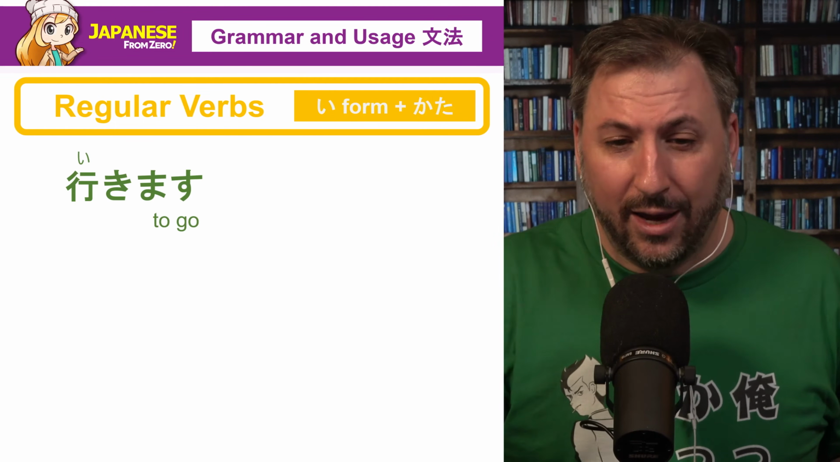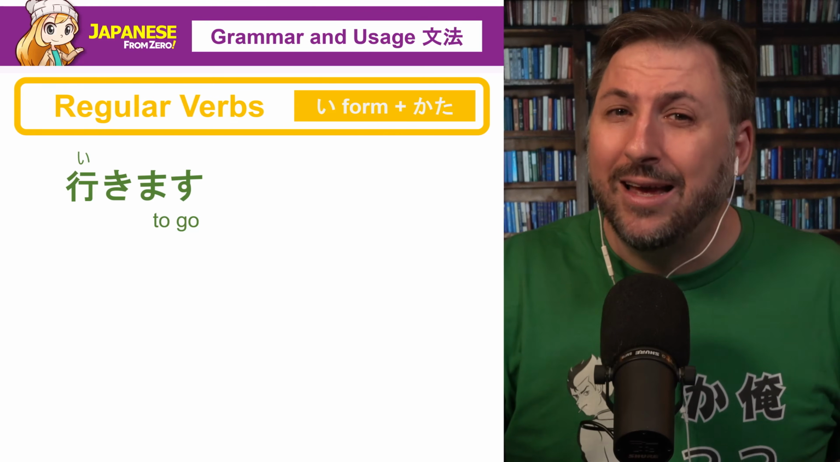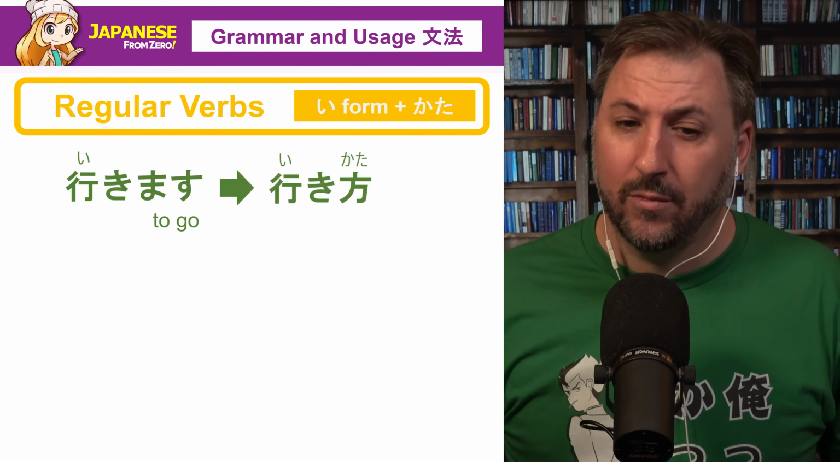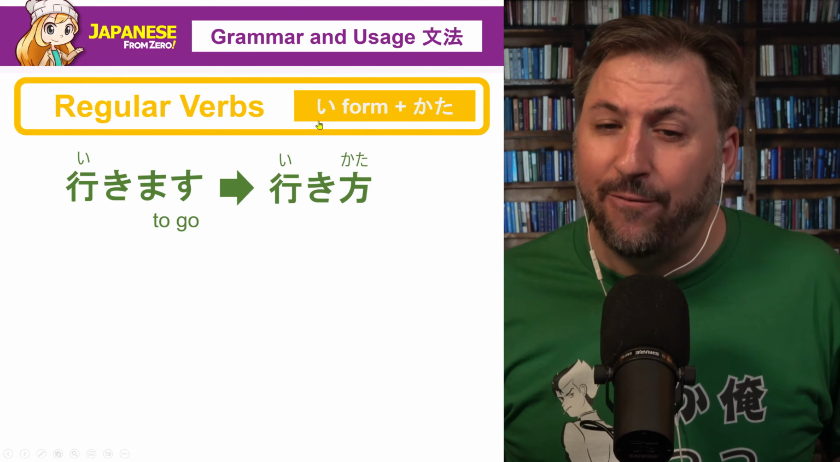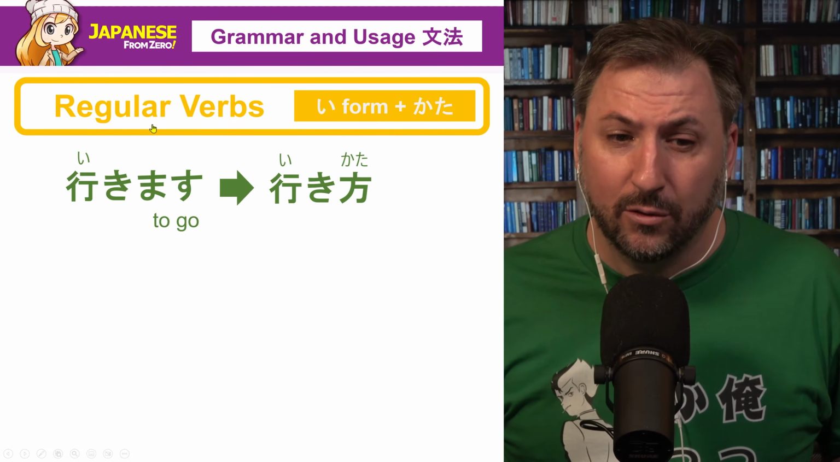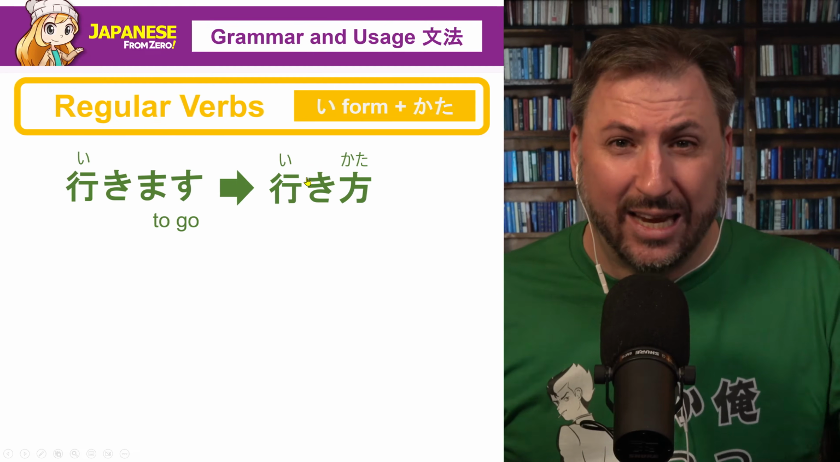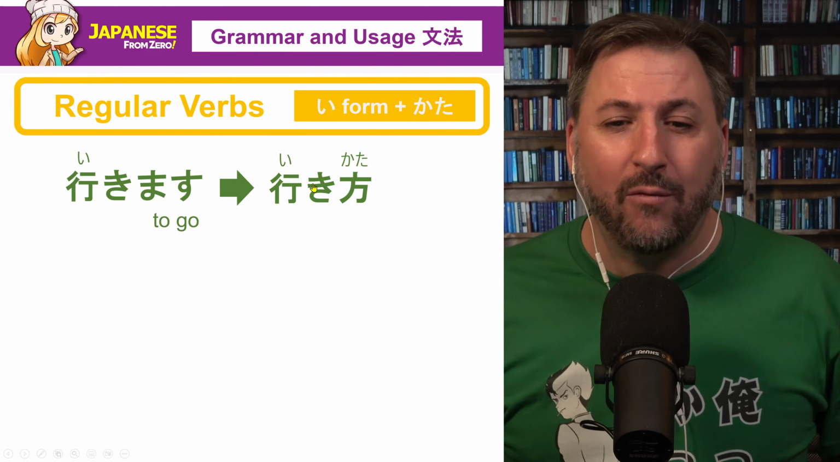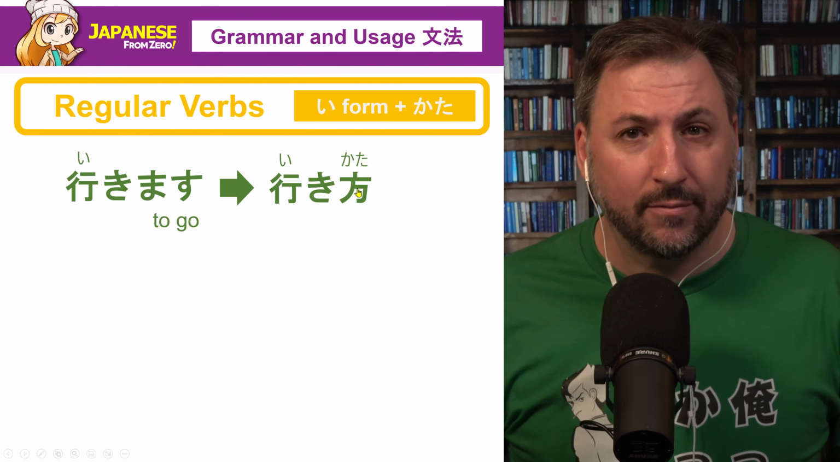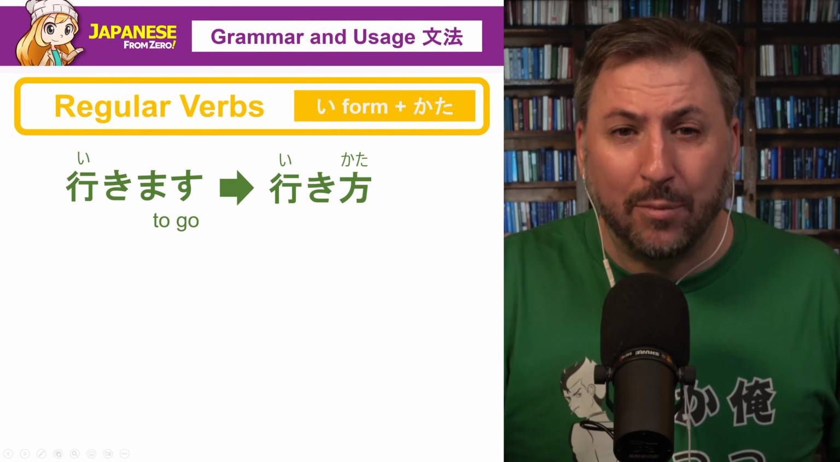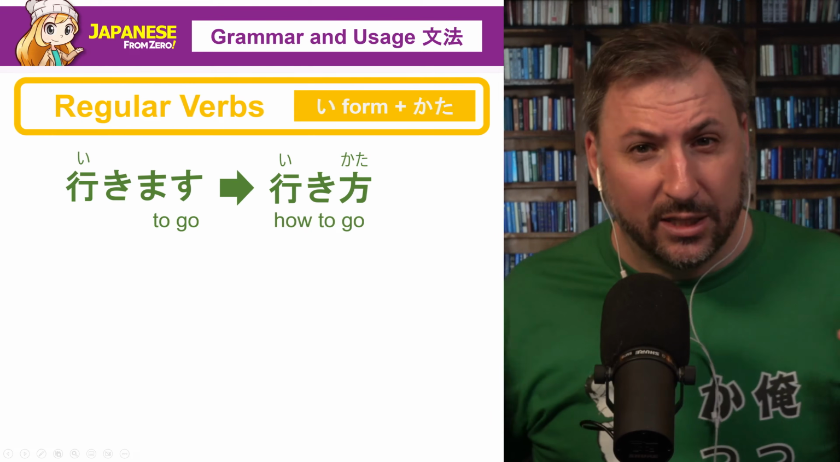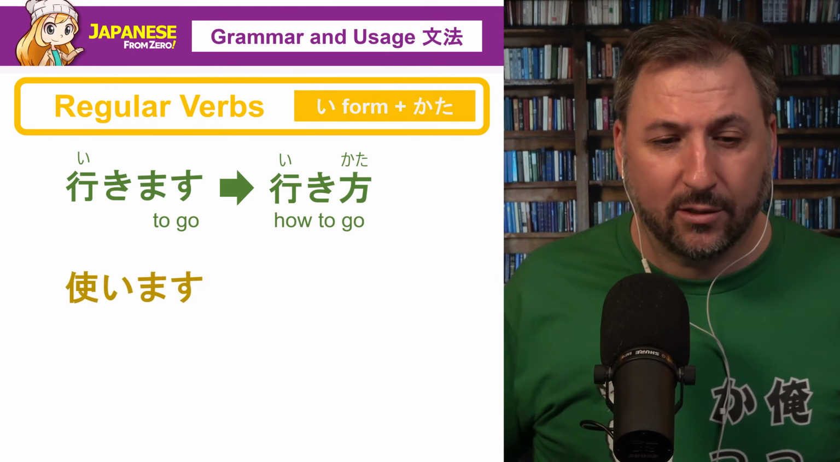Okay, and if we want to say how to go, we take the E form of the base, we drop the masu, right? Or if we're going from iku to go, we say iki, the E form, and we add kata. 行き方。 And that means how to go. Ikikata.